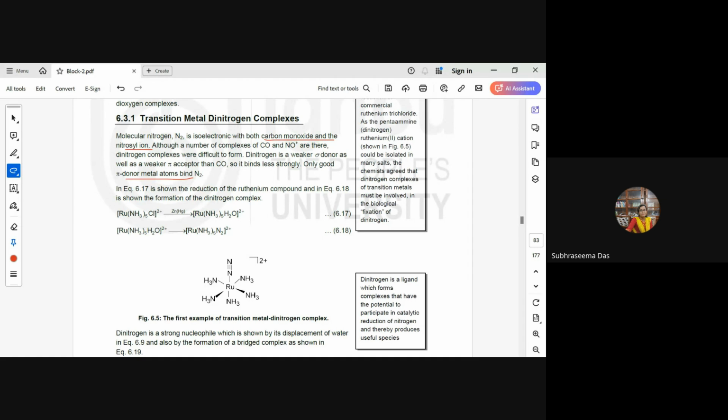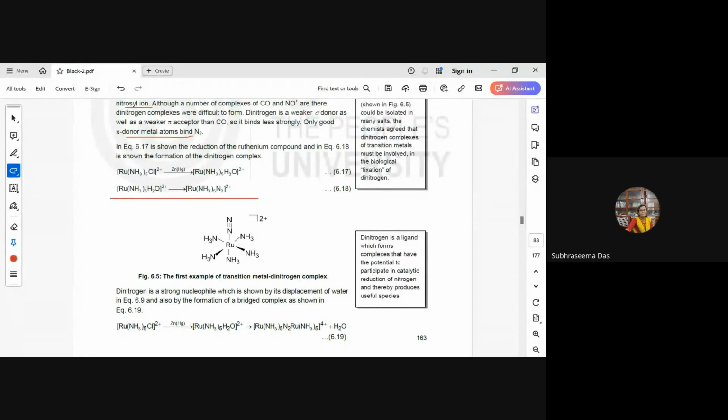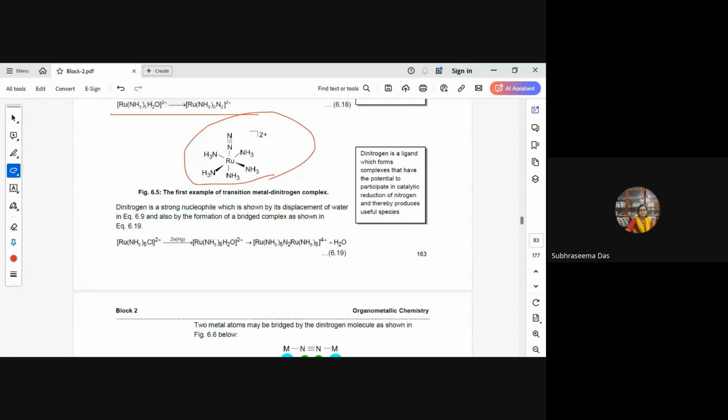So only good pi donor metal atoms bind strongly with N2. Here in equation 6.17 is shown the reduction of the ruthenium compound, and equation 6.18 shows the formation of the dinitrogen complex. First the reduction of the ruthenium compound occurs, and further the formation of the dinitrogen complex is shown. In figure 6.5, the first example of the transition metal dinitrogen complexes is obtained from ruthenium, Ru(NH3)5 N2 plus. Dinitrogen is a strong nucleophile, which is shown by its displacement of water as shown in equation 6.9. Since it replaces water, it is a strong nucleophile.